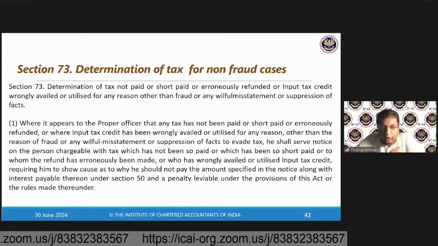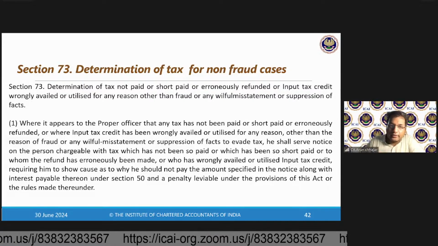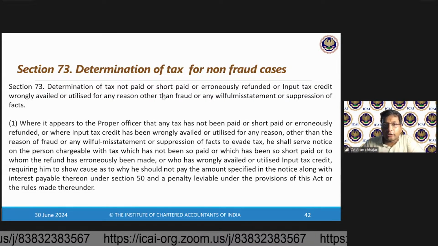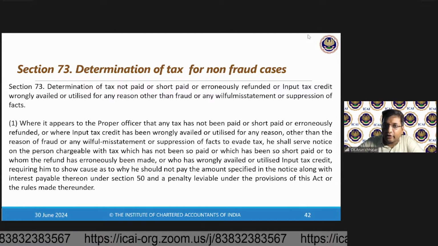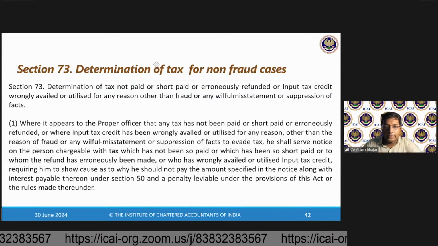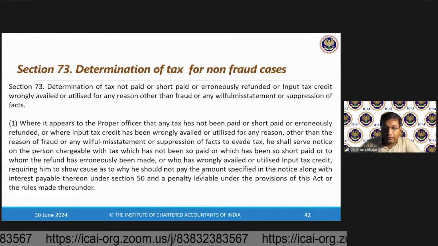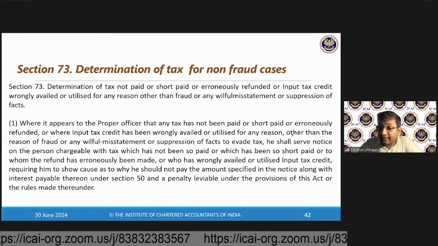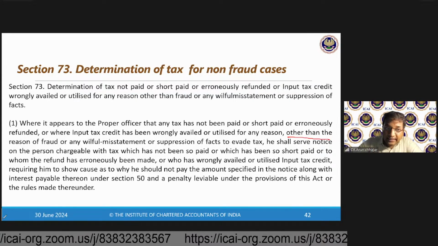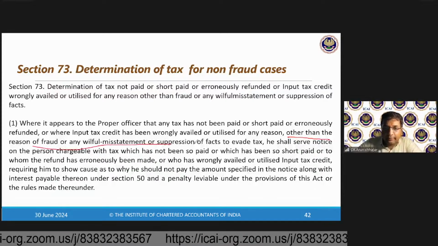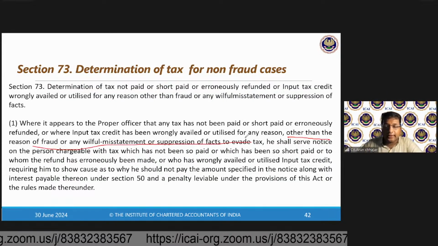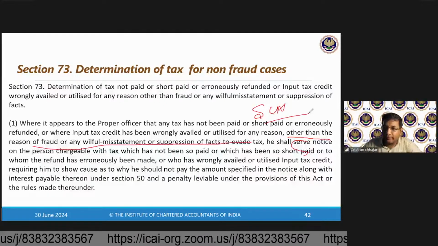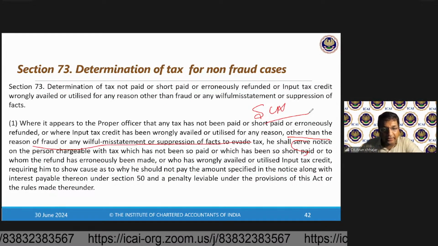Again, let me repeat, out of the five circumstances: if it appeared to the proper officer that tax has not been paid, short paid, erroneously refunded, or ITC wrongly availed or utilized, for reasons other than fraud, willful misstatement, or suppression of facts, then the officer will issue the notice asking why the tax should not be paid along with interest and penalty.